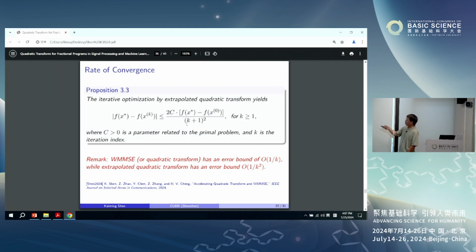So this is the error bound for the extrapolated quadratic transform. And we can compare this error bound and the previous error bounds in the asymptotic regime where k, which is the number of iterations, tends to infinity. And we can show that the quadratic transform and also the so-called non-homogeneous quadratic transform both have the error bound of big O of 1 over k. In contrast, the new method, extrapolated quadratic transform, has the error bound of big O of 1 over k squared. And therefore, when k tends to infinity, the extrapolated quadratic transform converges to the decision point more rapidly. Okay, so it has a faster convergence compared to the previous method.